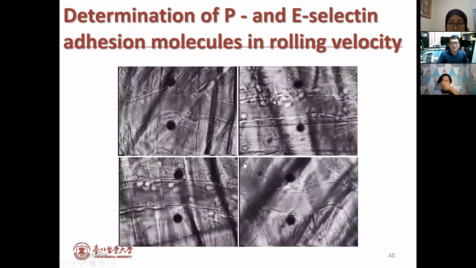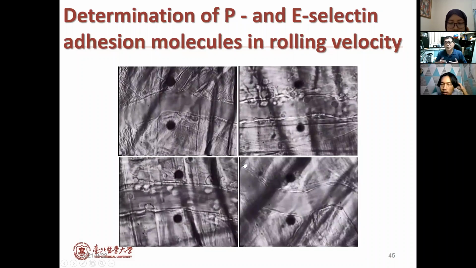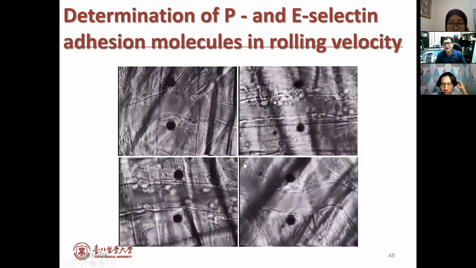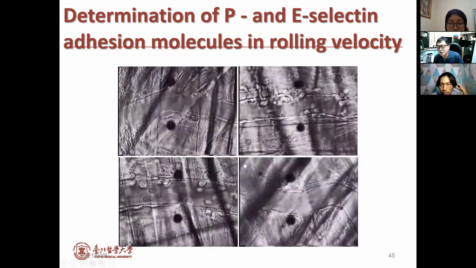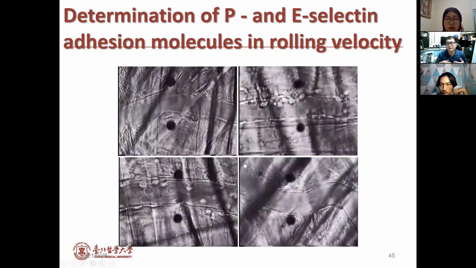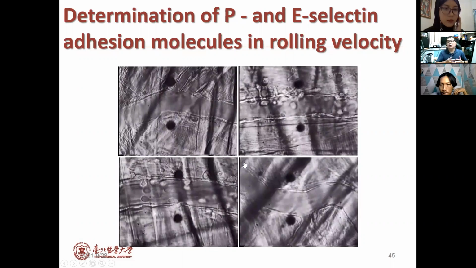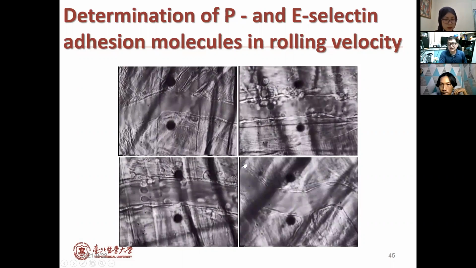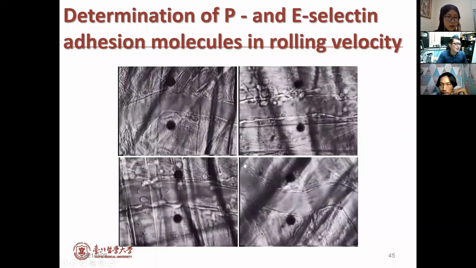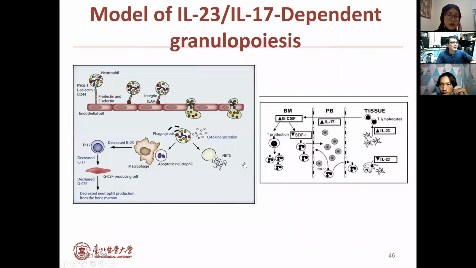So I use this methodology to show you how to approach understanding those adhesion molecules. It is similar to flow cytometry, which tells you how to determine the subsets of leukocytes. Okay, that's the methodology. Now I'll be very quick.